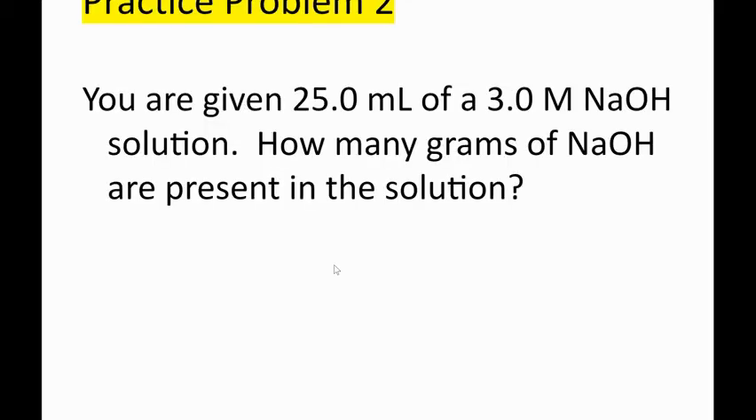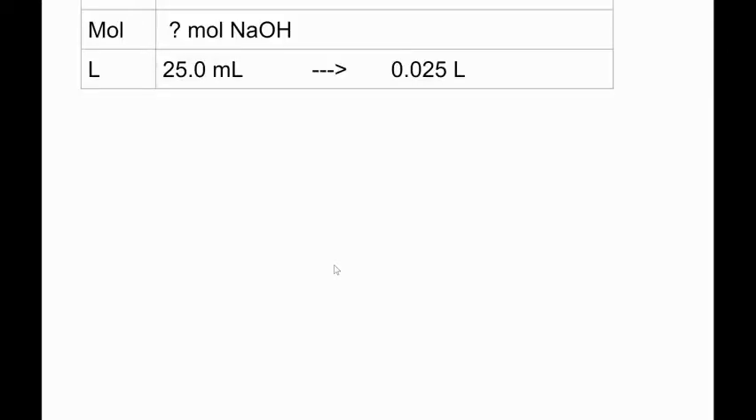Let's try a second problem. You're given 25 milliliters of a 3 molar sodium hydroxide solution. How many grams of sodium hydroxide are present in the solution? Again, start by identifying your givens. So we know that we have 25 milliliters in volume and a 3 molar NaOH solution. Our molarity is 3.0. We need to solve for the number of moles of sodium hydroxide, and our volume is 25 milliliters, which we're going to convert to liters by moving the decimal 3 places to the left.